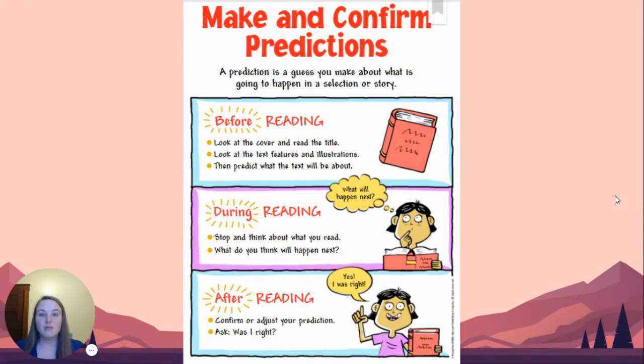So as we're making predictions, which is a best guess about what is going to happen in the story or a part of a story, before we start reading, I'm going to have you look at the cover and read the title, and then flip through to see some of the photographs and illustrations that are within the text. And then we're going to predict what the text will be about. As you're reading, you're going to stop and think about what you read. What do you think will happen next? And after you're done reading a section or the whole text, you're going to adjust your prediction. Was I right?